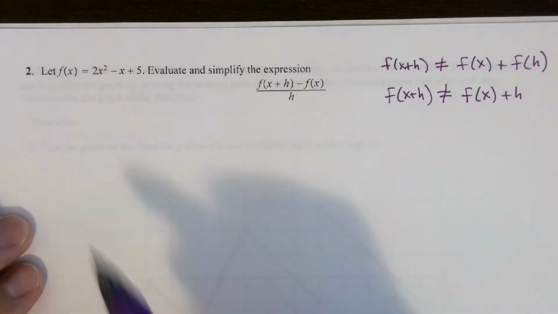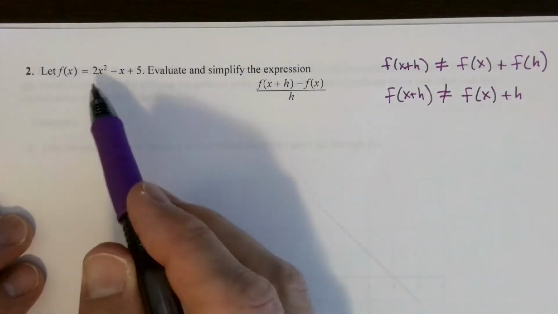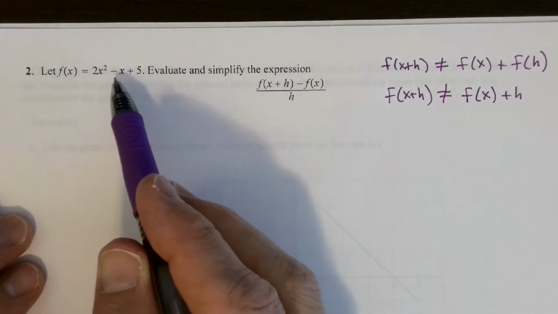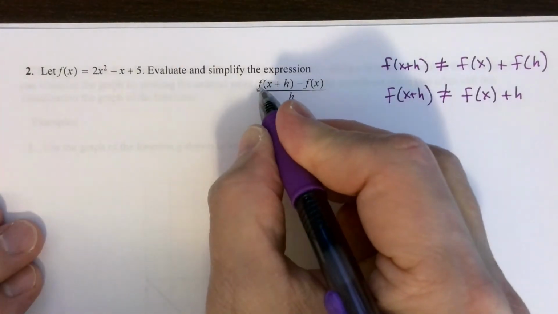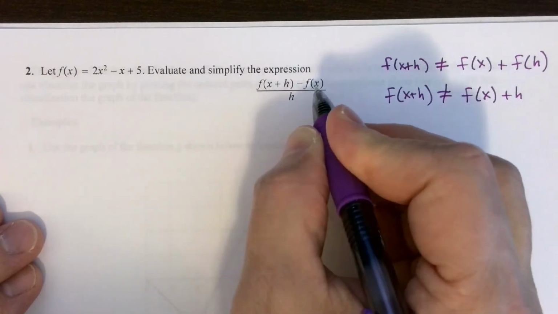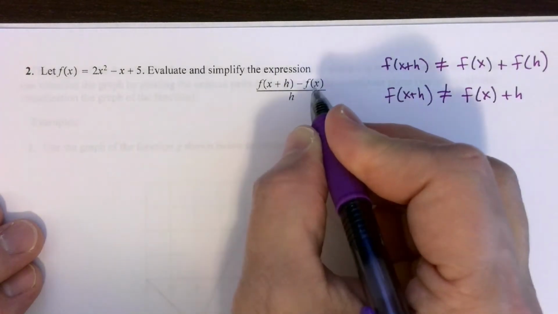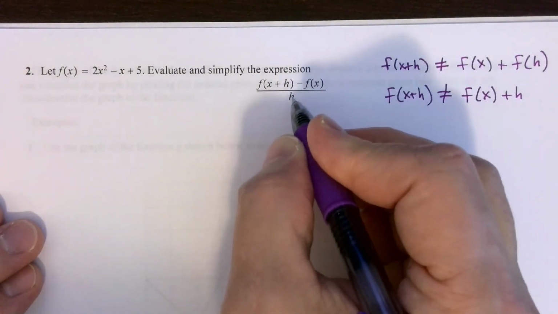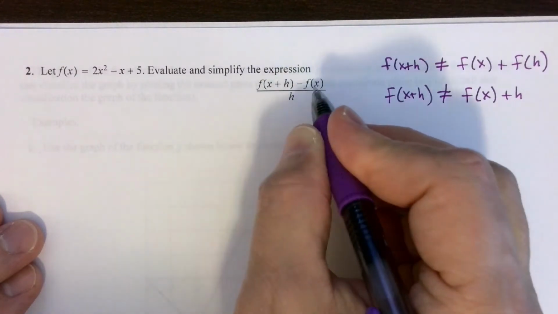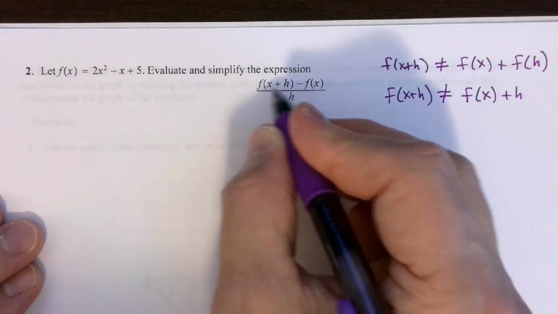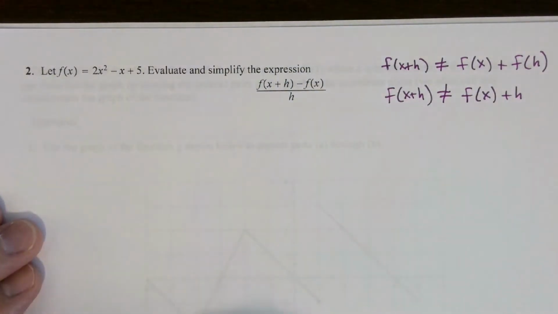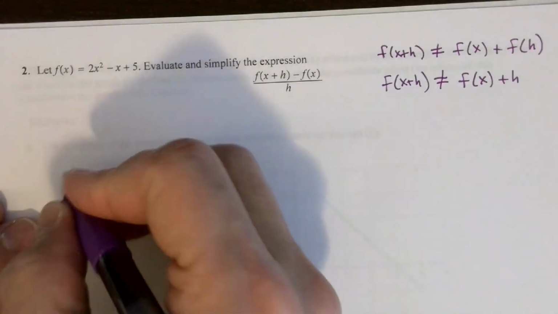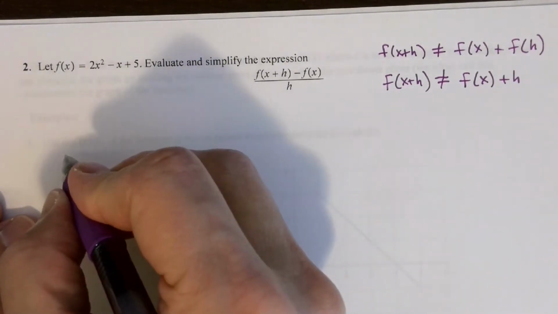Okay, so here's my function. Here's the rule. Input x, the output is 2x squared minus x plus 5. So again, I want to evaluate the function at x plus h and evaluate it at x. And I want to take the difference of that, and then I want to divide by h. This expression is called the difference, right? Subtracting is the difference. And then what this vertical bar means, division, quotient. It's called the difference quotient. And it has important meaning for us, and we'll look at that a little bit later.